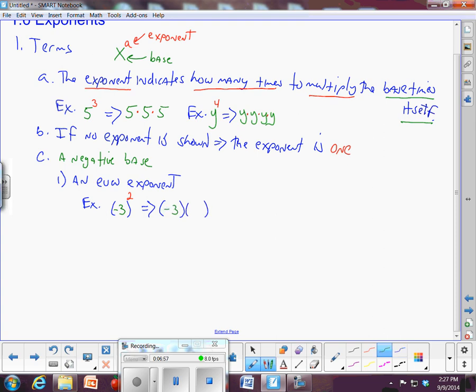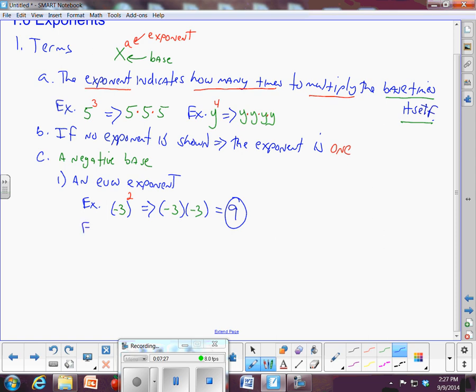Negative 3 squared. If I were to expand this, it says do the base times itself twice. So I have negative 3 times a negative 3. And of course, to finish off and get the solution, negative times a negative is a positive, and 3 times 3 is 9. The answer to that is 9. So when we have an even exponent, in this example, we ended up with a positive product.